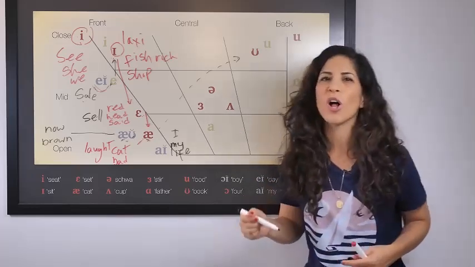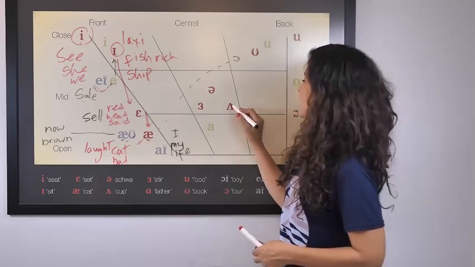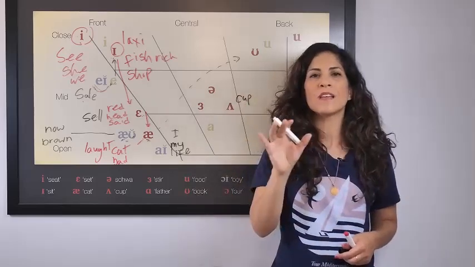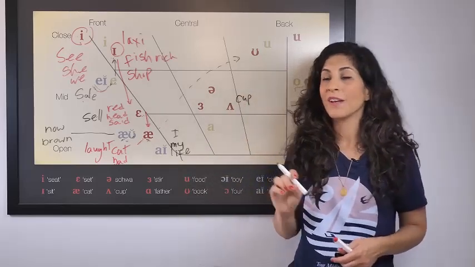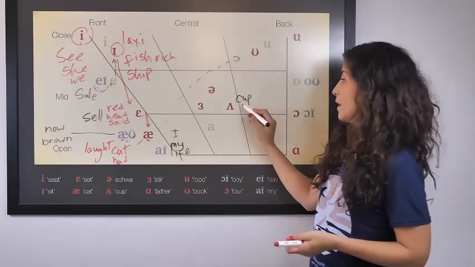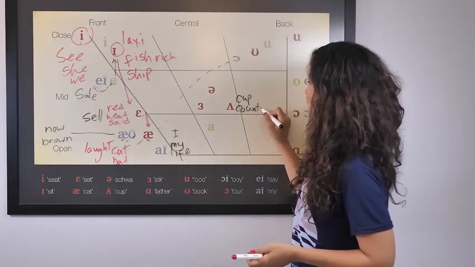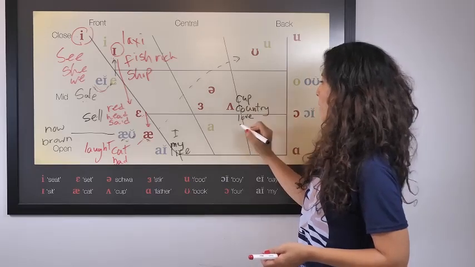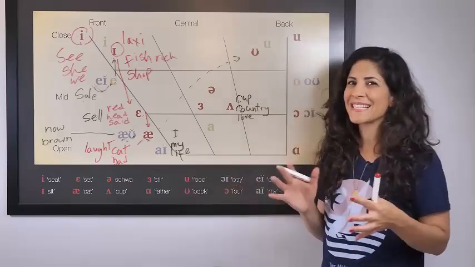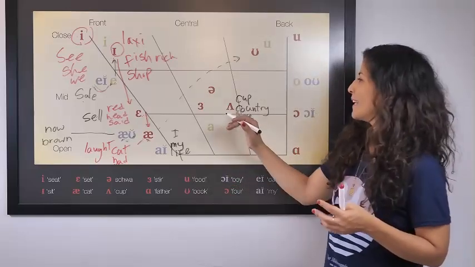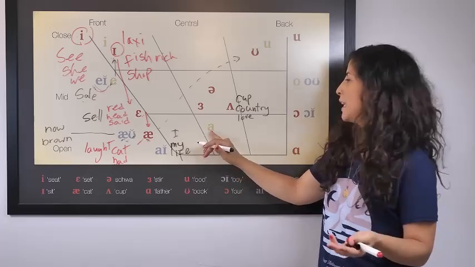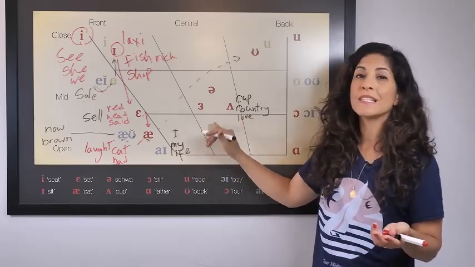Now, if we go down a bit, then we get the sound. It's also called a stressed schwa, and that's a cup sound. While the schwa is always unstressed, the cup is always stressed. For example, cup, country, love, okay? So I call it the neutral sound in American English, even though it's not exactly a schwa, but it's the closest one. If you have that in your language, then this may sound pretty similar to you.